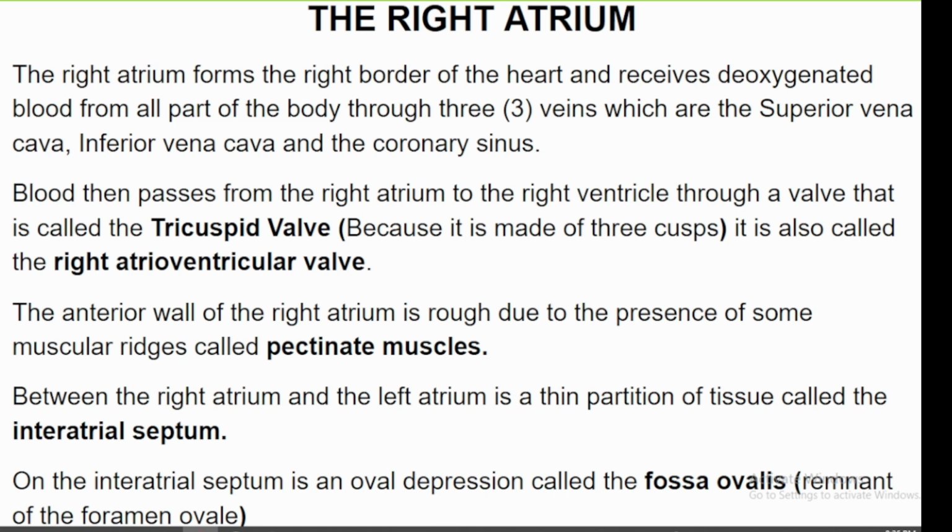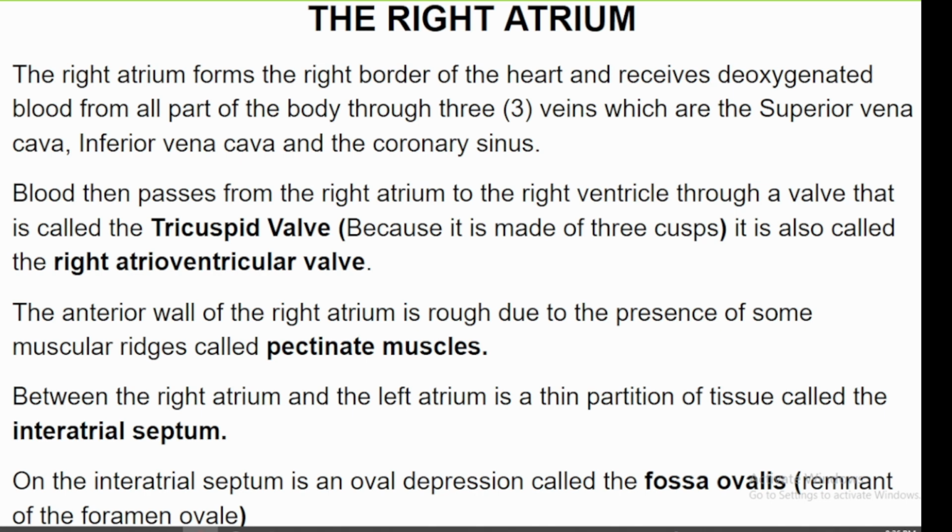And we have the coronary sinus. The coronary sinus is actually an opening in the right atrium, where all deoxygenated blood from the heart walls itself passes through and comes into the right atrium for it to continue its movement. Is that okay?